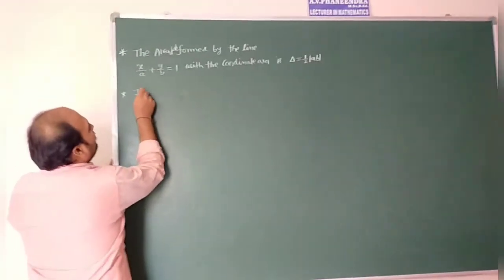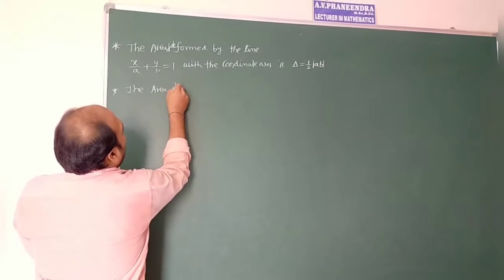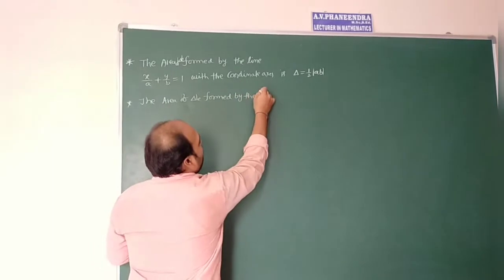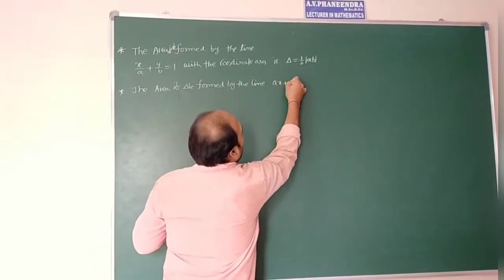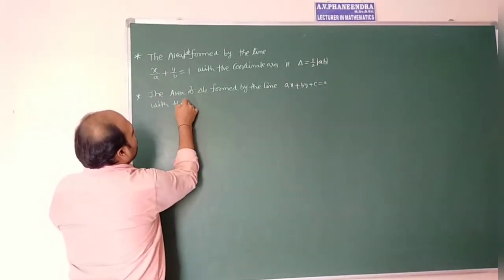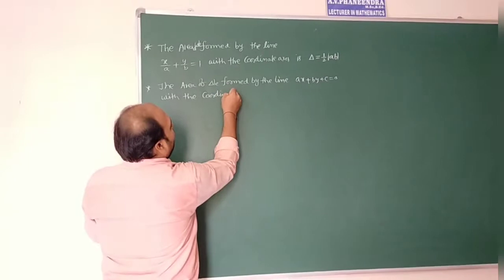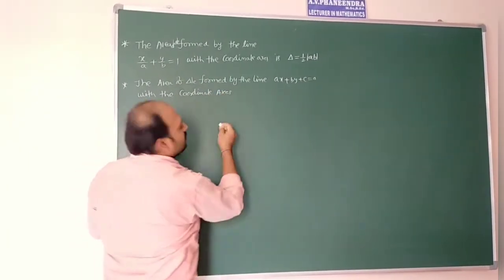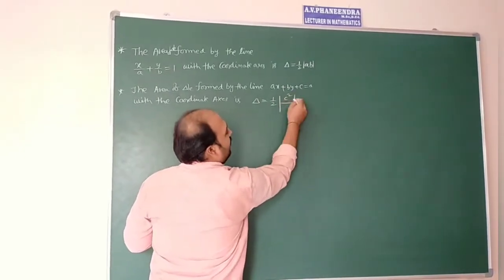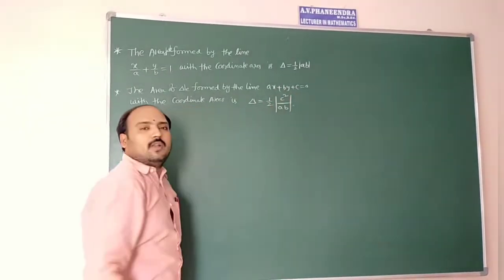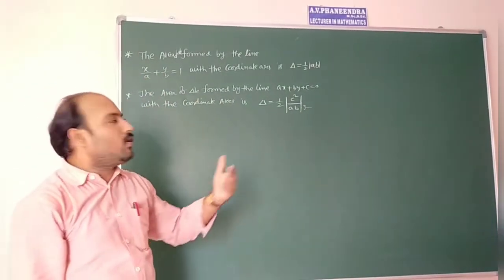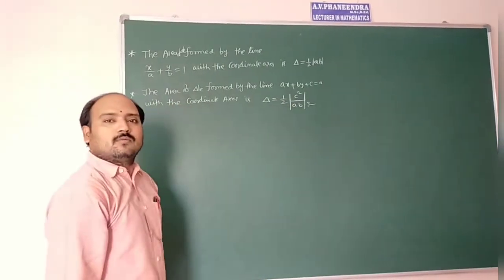Suppose the area of the triangle formed by the line ax plus by plus c equal to 0 with the coordinate axes is delta equal to half into constant square by x coefficient into y coefficient. Like this also you can write. So based on the equation of the line, you give the answer, either this one or this one.